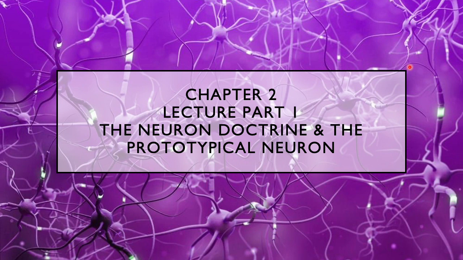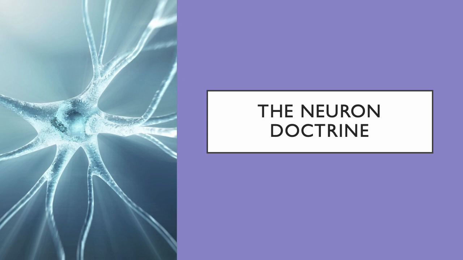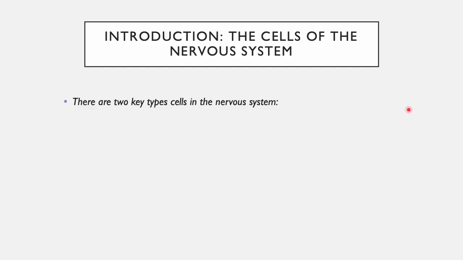Today we will be talking about Chapter 2, which will focus on the neuron doctrine and the prototypical neuron. So first I will be discussing the neuron doctrine, but before we move on to this theory, I want you to know that there are two key types of cells in the nervous system.